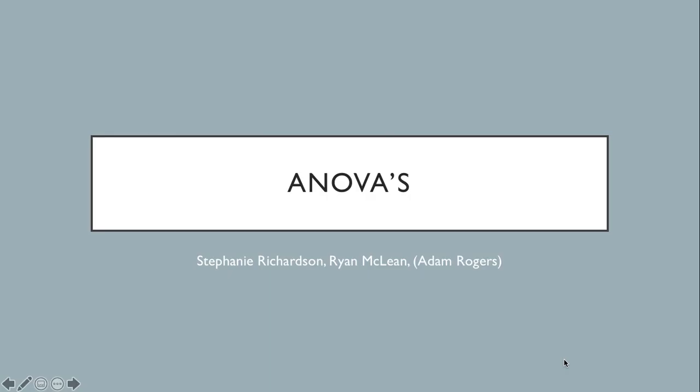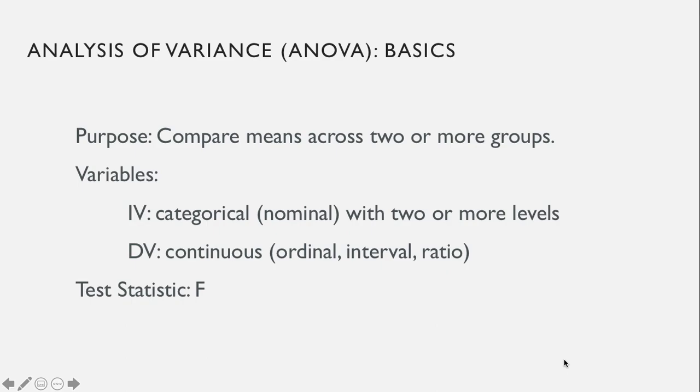Okay, now to talk about ANOVAs. They are the second type of mean difference tests that we're going to cover. They are similar to t-tests in that they compare means for groups, but the key difference conceptually is that whereas t-tests are only for two groups or two time points, ANOVAs are for two or more groups.